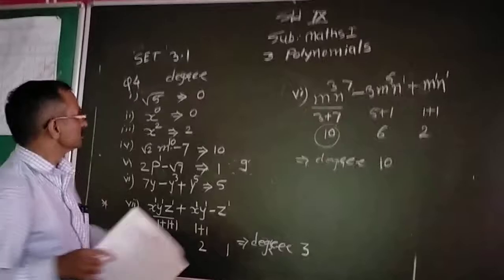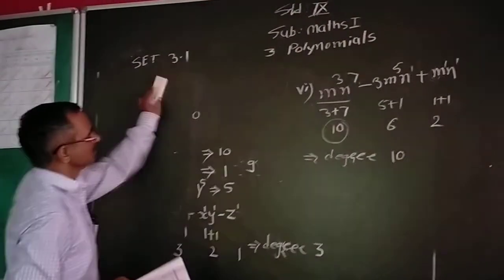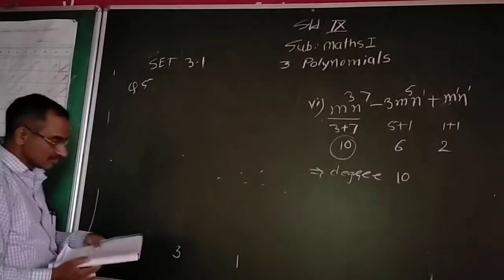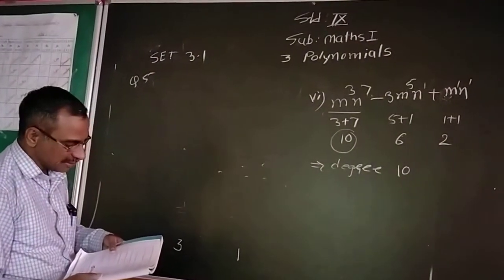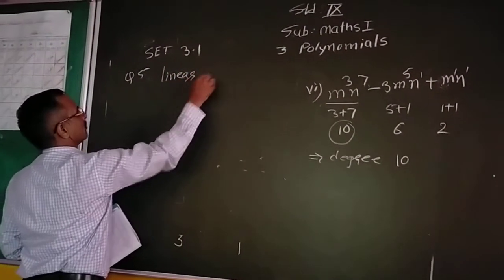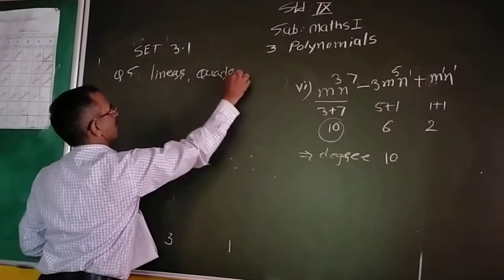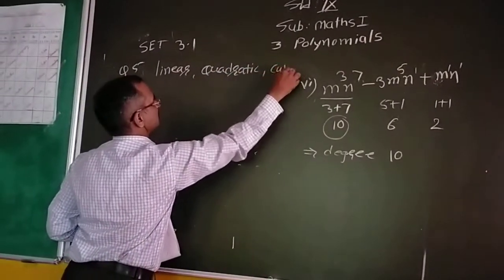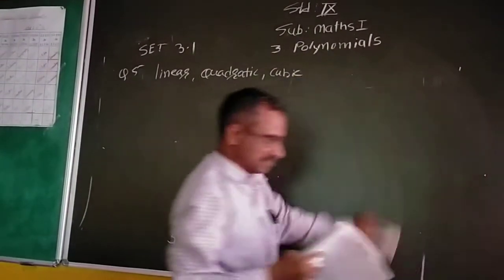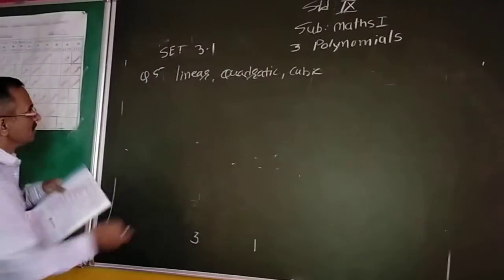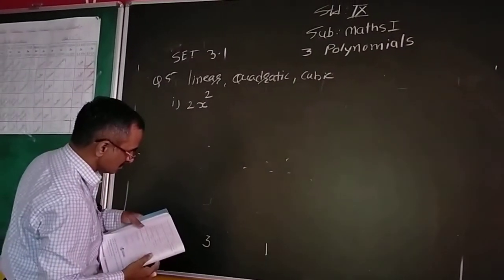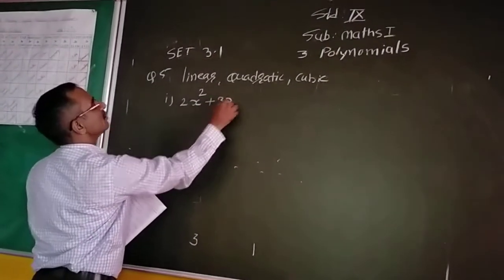Then we will go to question number 5. Classify the following polynomials as linear, quadratic and cubic. Linear, quadratic and cubic. Sub-question 1. 2x square plus 3x plus 1.